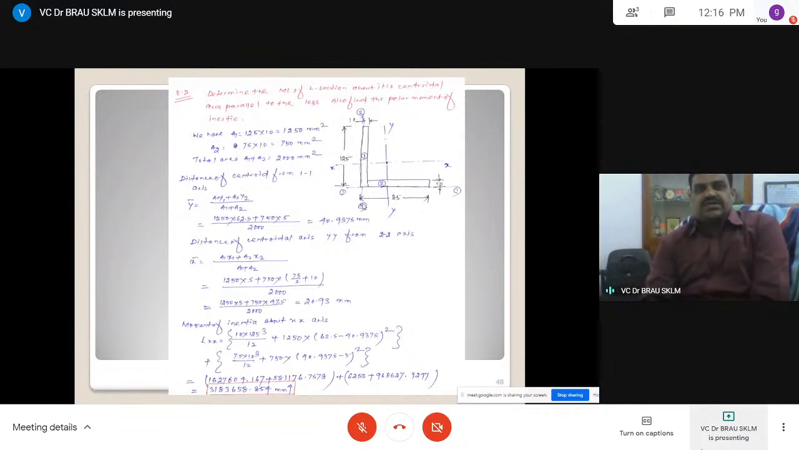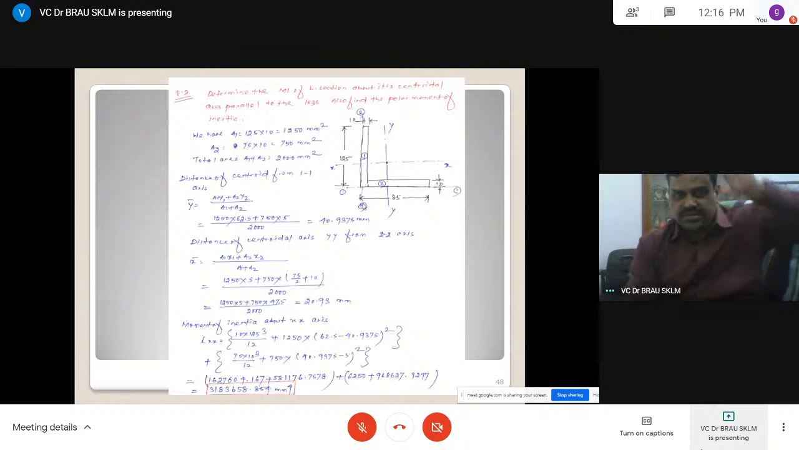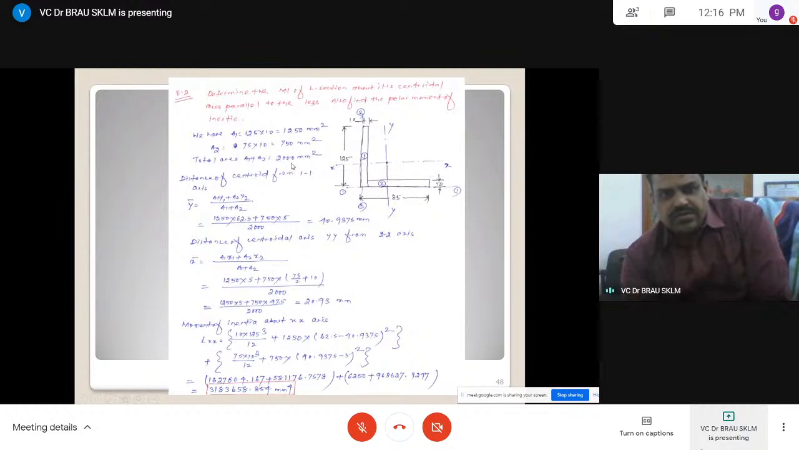Then let us consider the L shape. Determine the moment of inertia of the section about its centroidal axis parallel to the base. Also find the polar moment of inertia. That is Izz, which is nothing but Ixx plus Iyy. See, this is what: first find the total centroid, A1 y1 plus A2 y2. A1 is 10 into 125. A2 is 75 into 10. Then the total area is 2000.